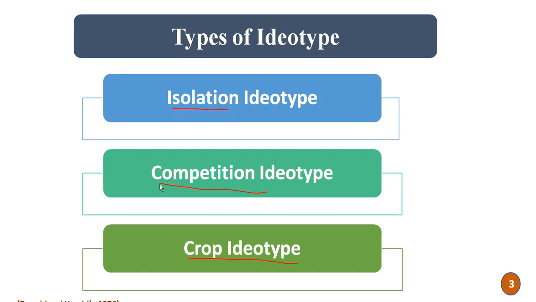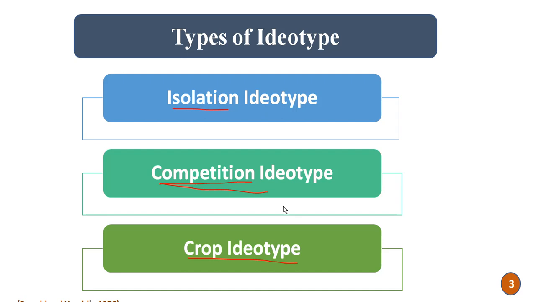Then second one is competition ideotype. These competition ideotypes perform well generally in a heterogeneous population, and we all know that heterogeneous population means segregating generations. That means the F2 and onward generations which are segregating generations. And in case of cereals, this competition ideotype is tall, leafy, free tillering, and able to shade its less aggressive neighbors so that it competes with others and thereby gains a larger share of nutrients and water. So these are the competition ideotypes.